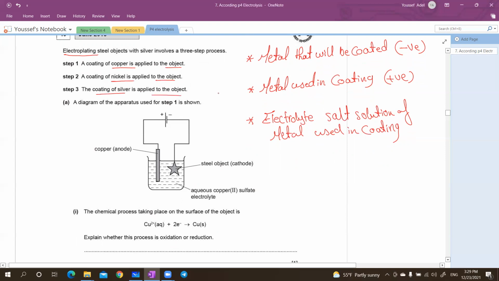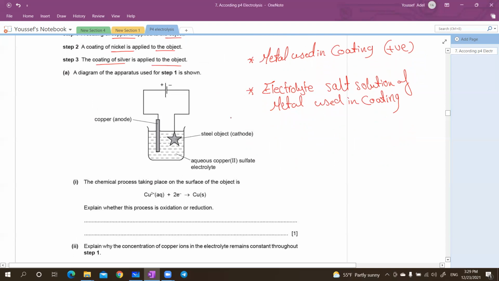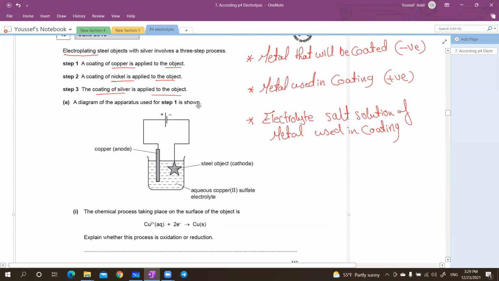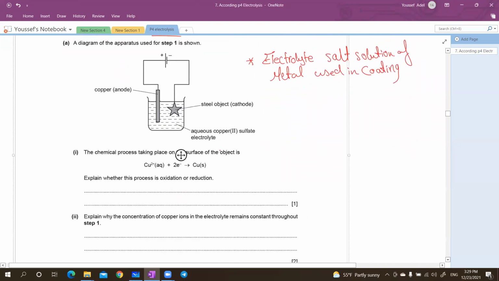of silver. A diagram of the apparatus used for step 1 is shown. This is the first step, to coat it with copper. The chemical process taking place on the surface of the object is, and here is the equation. Explain whether this process is oxidation or reduction. Actually, there is electron gain, and electron gain is reduction.